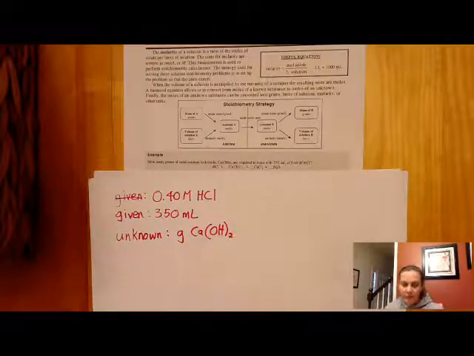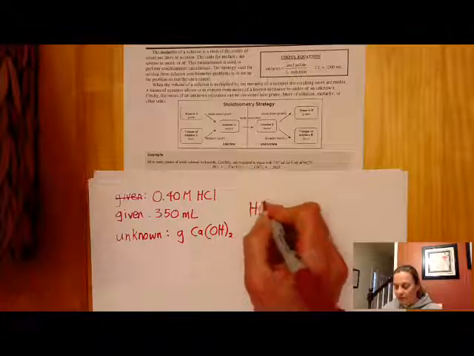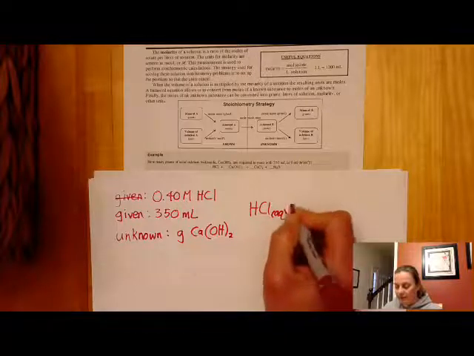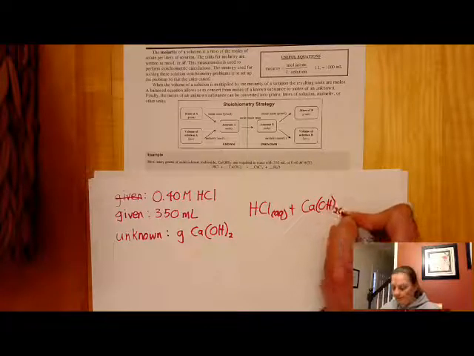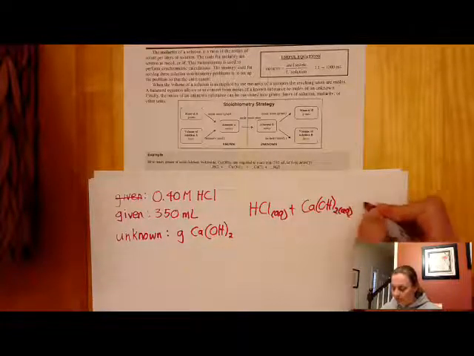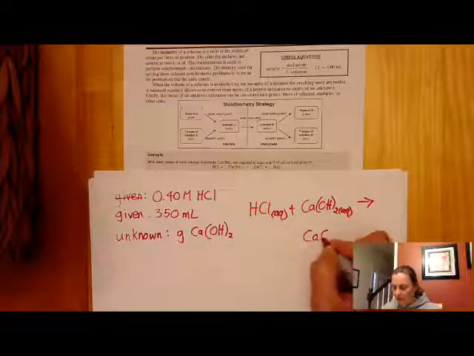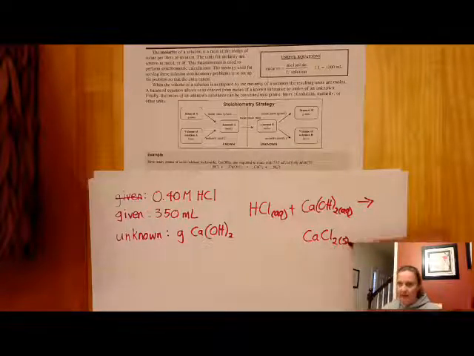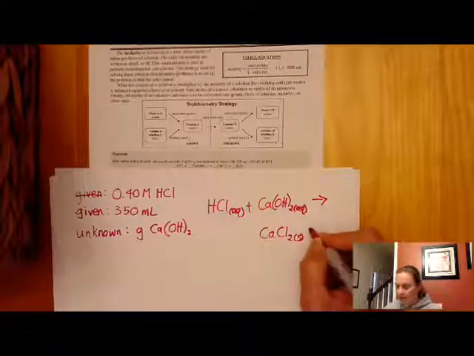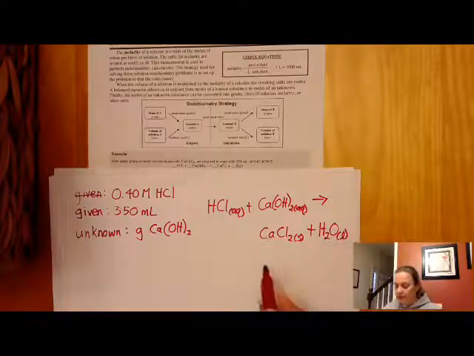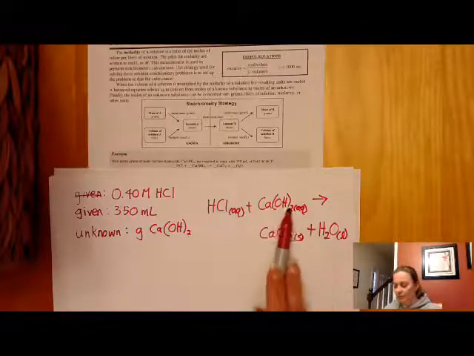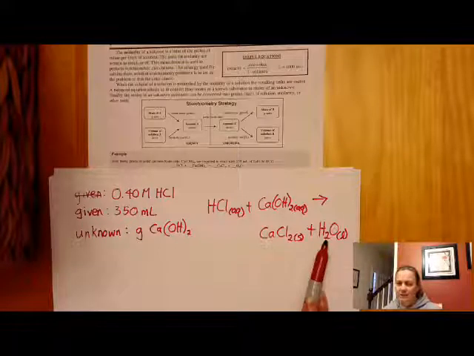So we need a balanced chemical equation, as with any other stoichiometry problem. We have hydrochloric acid reacting with calcium hydroxide to form calcium chloride, which we know is solid, and water, which we know is in the liquid state. I take a look, I have one hydrogen there, two hydrogens here, so 3, and I only have 2 here. But let's leave the hydrogen for the end of the problem.